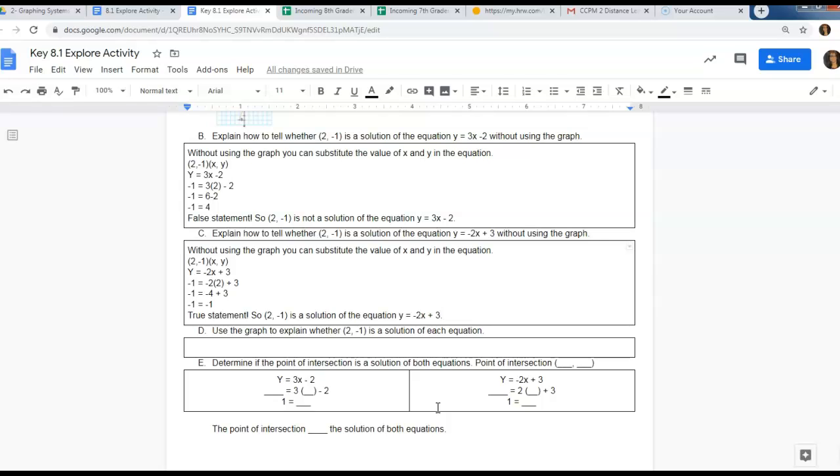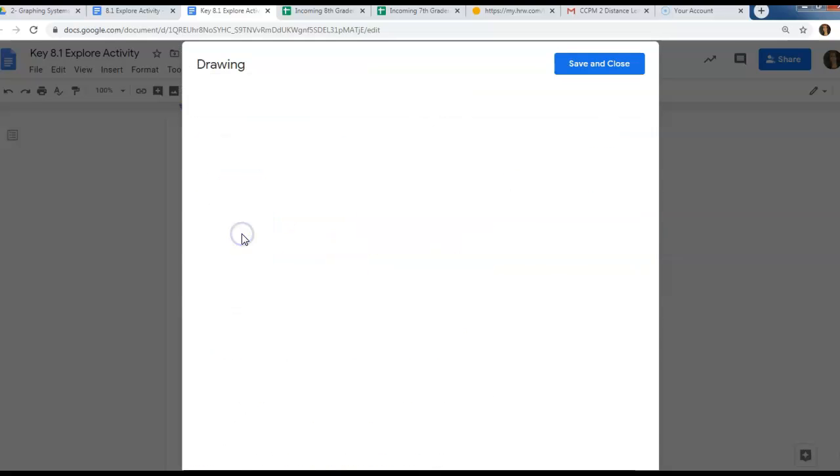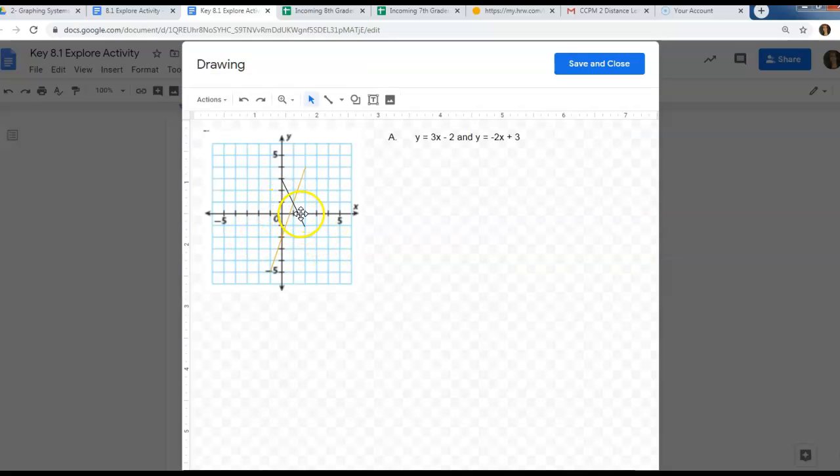Now, it says use the graph to explain whether (2, -1) is a solution of each equation. Well, I showed you already. So on the graph, (2, -1) is going to be on this line, which is the line for the equation y equals -2x + 3, but it is not on the line for this equation, which is y equals 3x minus 2, okay?